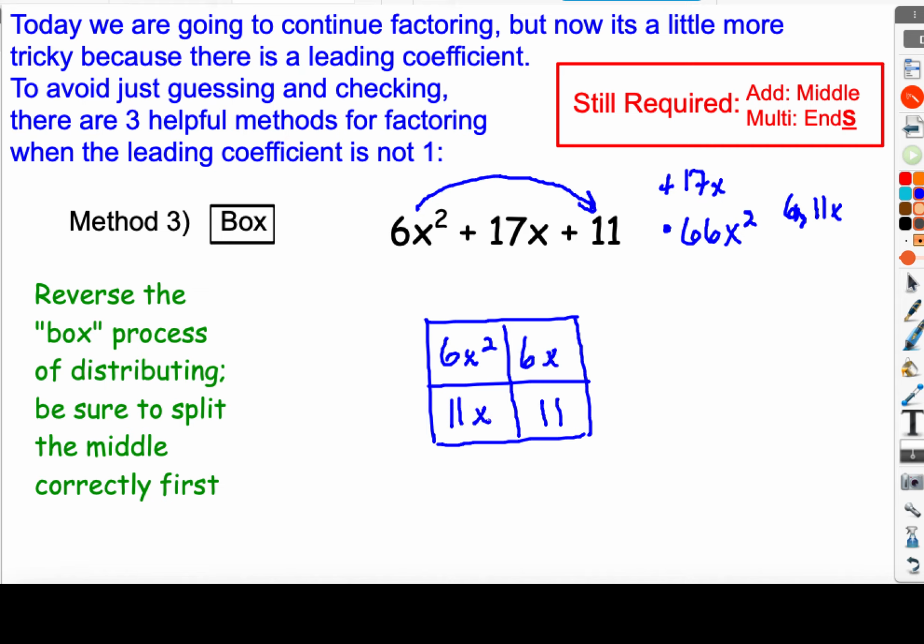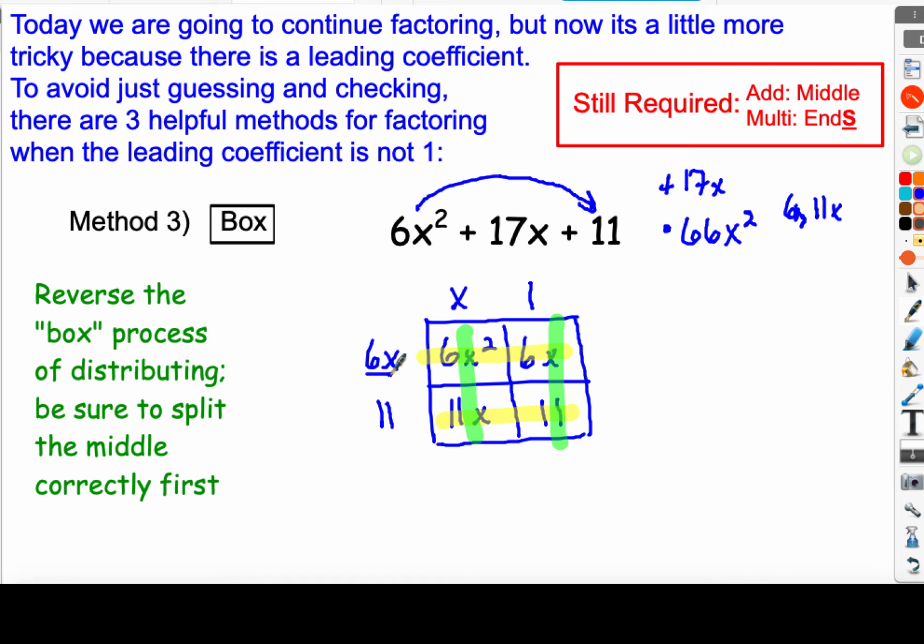Now I'm going to go ahead and do some rows, and I'm going to do some columns. Let's do the rows first. 6x squared and 6x have a 6x in common. 11x and 11 have an 11 in common. Then I'm going to go down the columns this way. 6x squared and 11x have an x in common, and 6x and 11 really don't have much in common at all, but we're always going to take something.